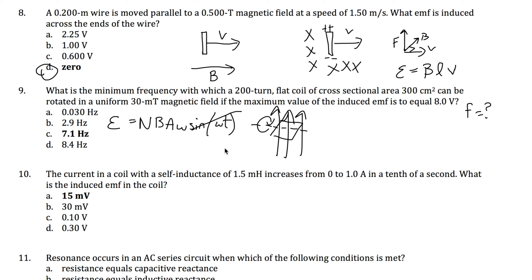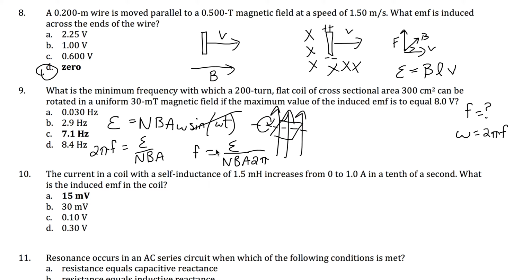But omega is the angular frequency, that's equal to 2 pi f. So we need to really solve for omega here. Omega is E over NBA. And I'll go ahead and replace omega here with 2 pi f, and then solve for f. So f is going to be E over NBA divided by 2 pi. That's how we're going to solve for the frequency.